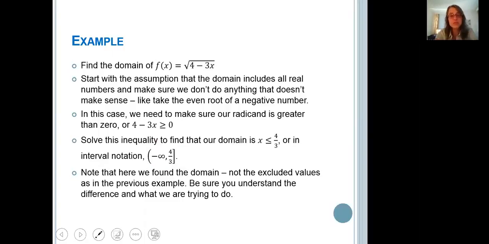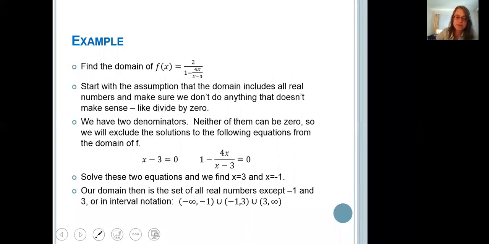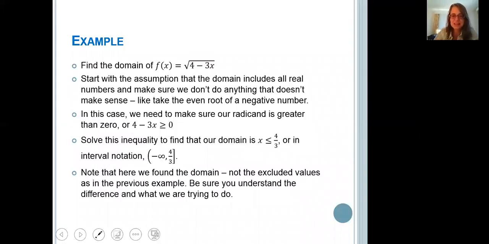Now, I want you to realize what we did here was we found the domain. We said, all right, well, look, we can handle this. We can handle anything as long as the thing under my square root is positive. In the previous example, I said, okay, wait a minute, this is going to be easier to find what's not allowed. So we found the excluded values. Be sure you understand the process and what we're trying to do.